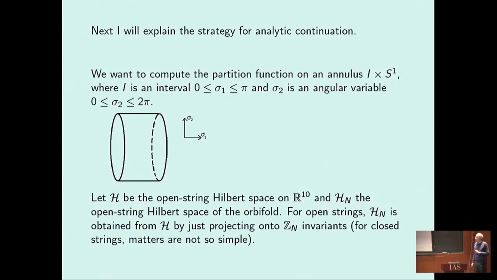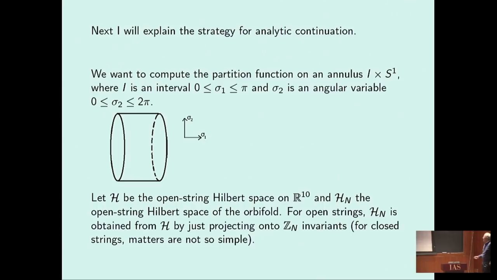So now I'm going to explain the strategy for analytic continuation. Here I've drawn an annulus, which is meant to have a thickness of pi, and the other direction, the circle direction, is supposed to have a length 2 pi t. I left out the t here, I guess. But that would be 2 pi t, where t is the modulus of the annulus.